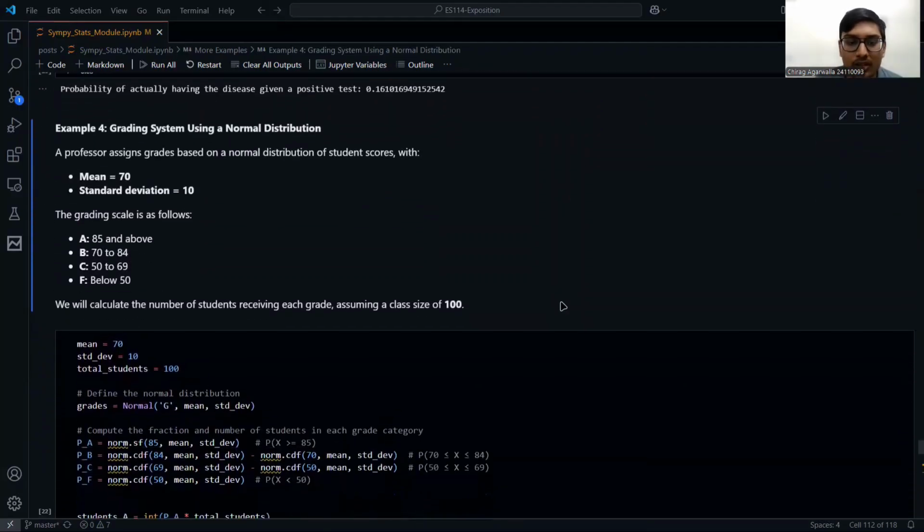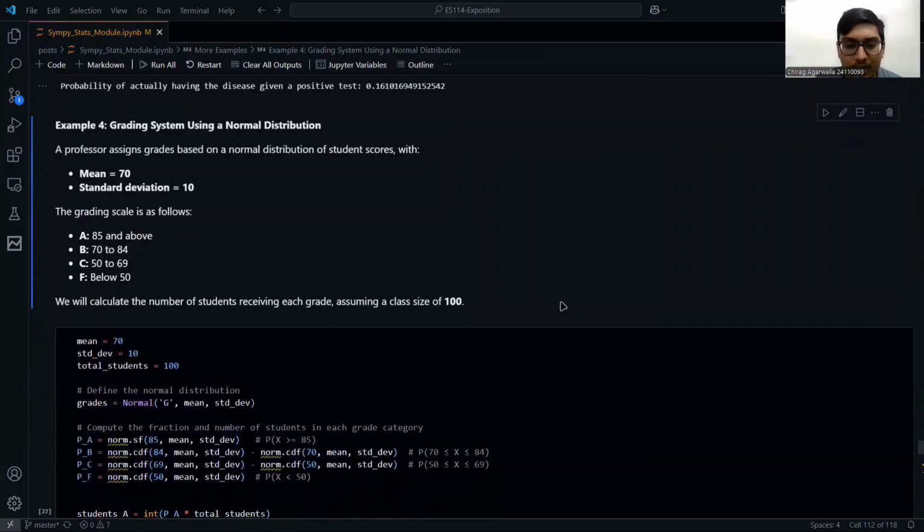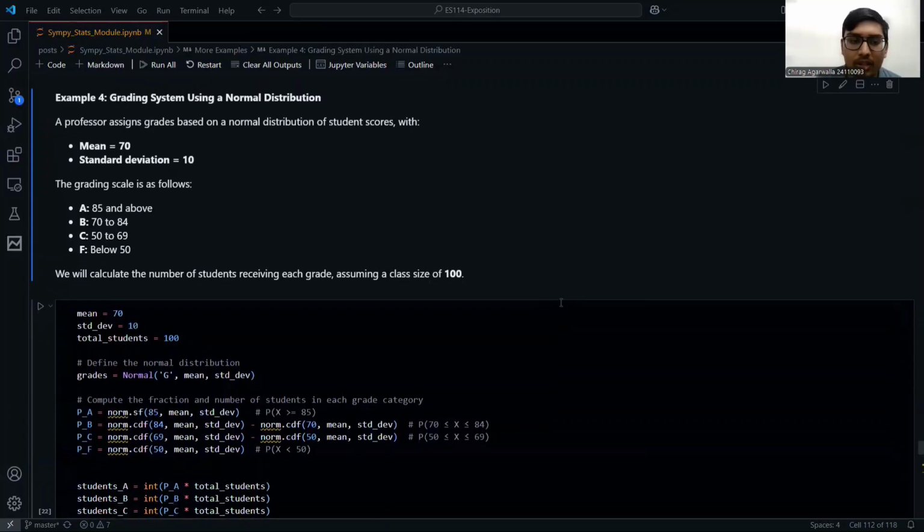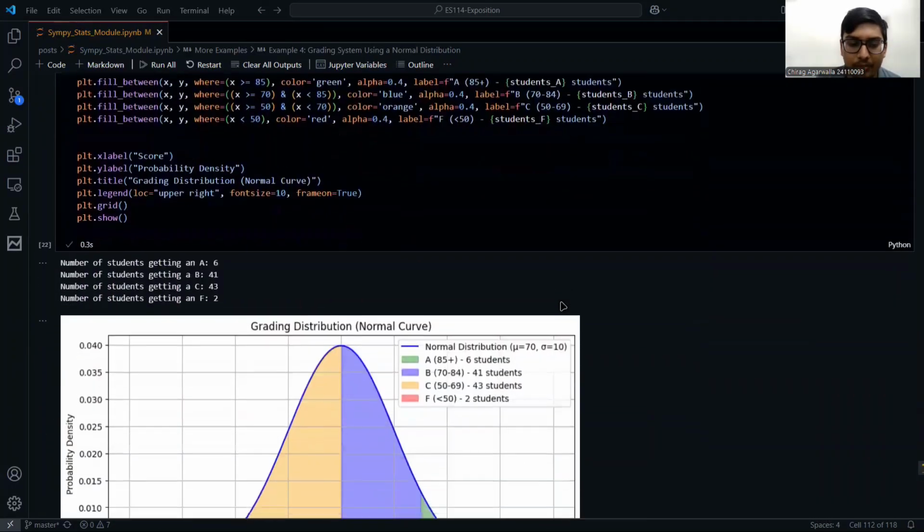Now, let's focus on a more complex example. Grading students using a normal distribution. If student scores are normally distributed with a mean of 70 and a standard deviation of 10, we can determine how many students fall into each grade category. We assume a class size of 100.